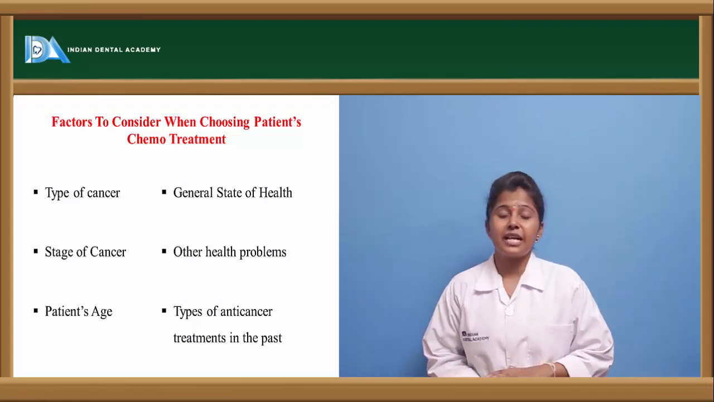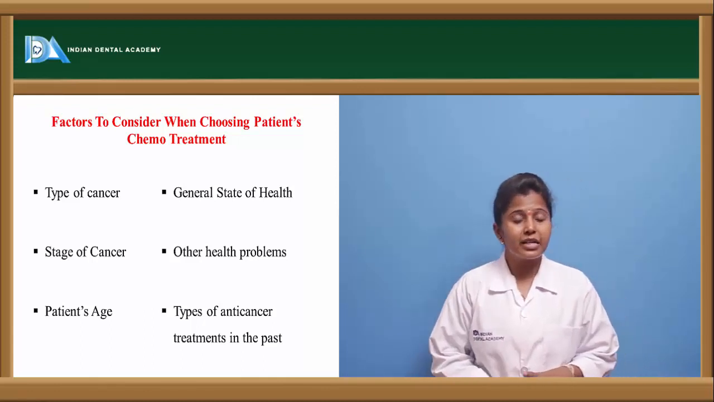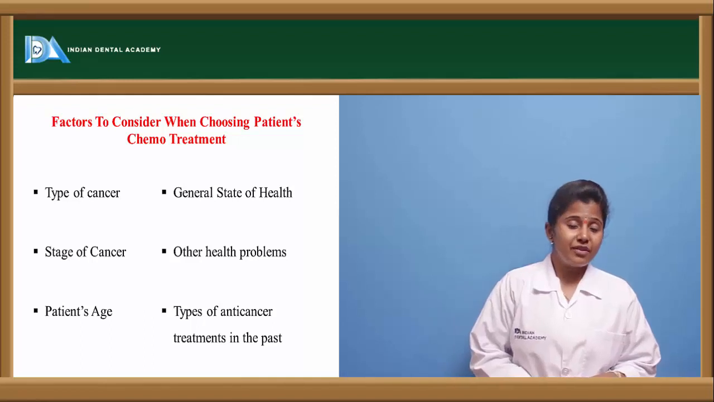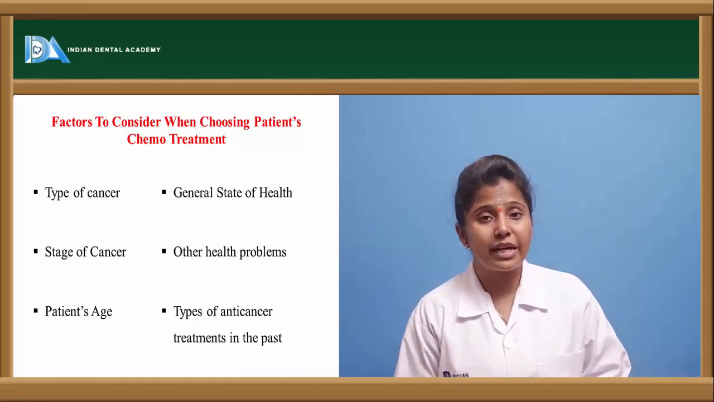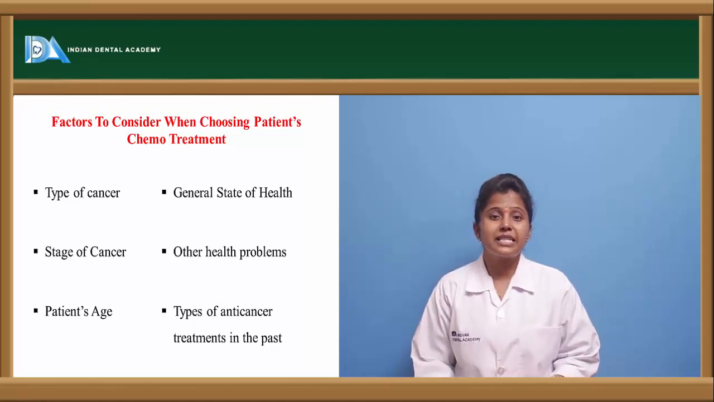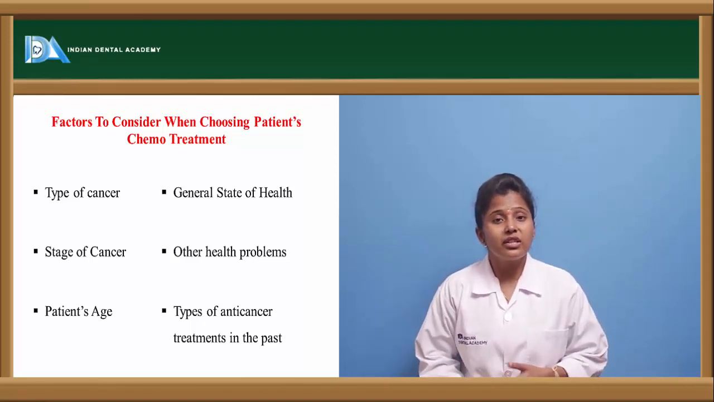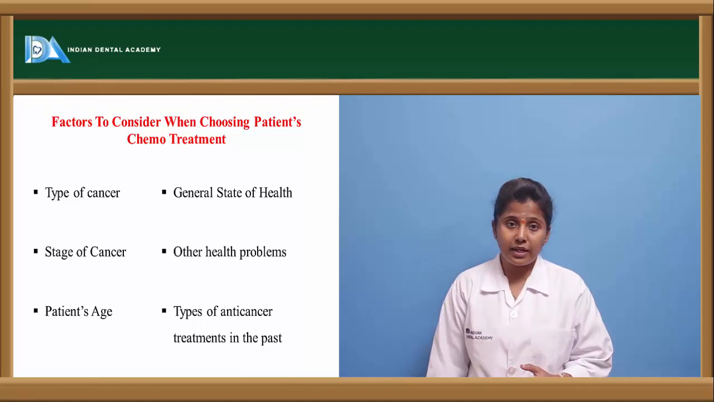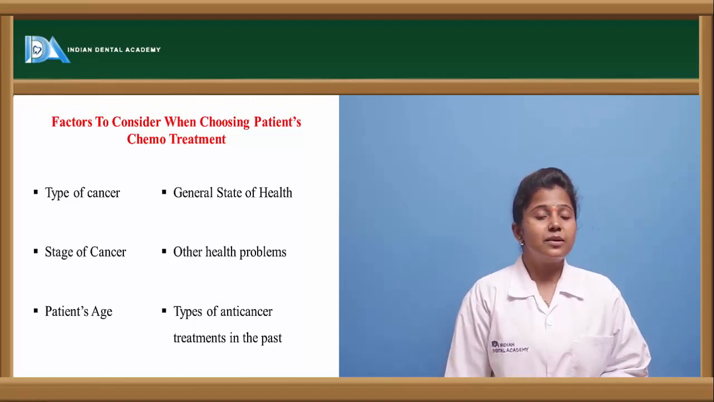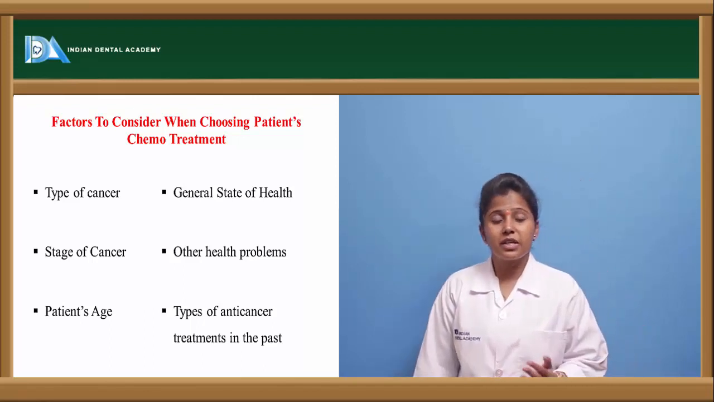The other one is the patient's age. Age is one of the main factors we have to consider. A few drugs, if given in later age, or we can say in geriatrics, won't function, or the patient cannot tolerate the dose as well as the power of that drug. So that is the reason age is one of the factors that should be considered while giving the treatment.